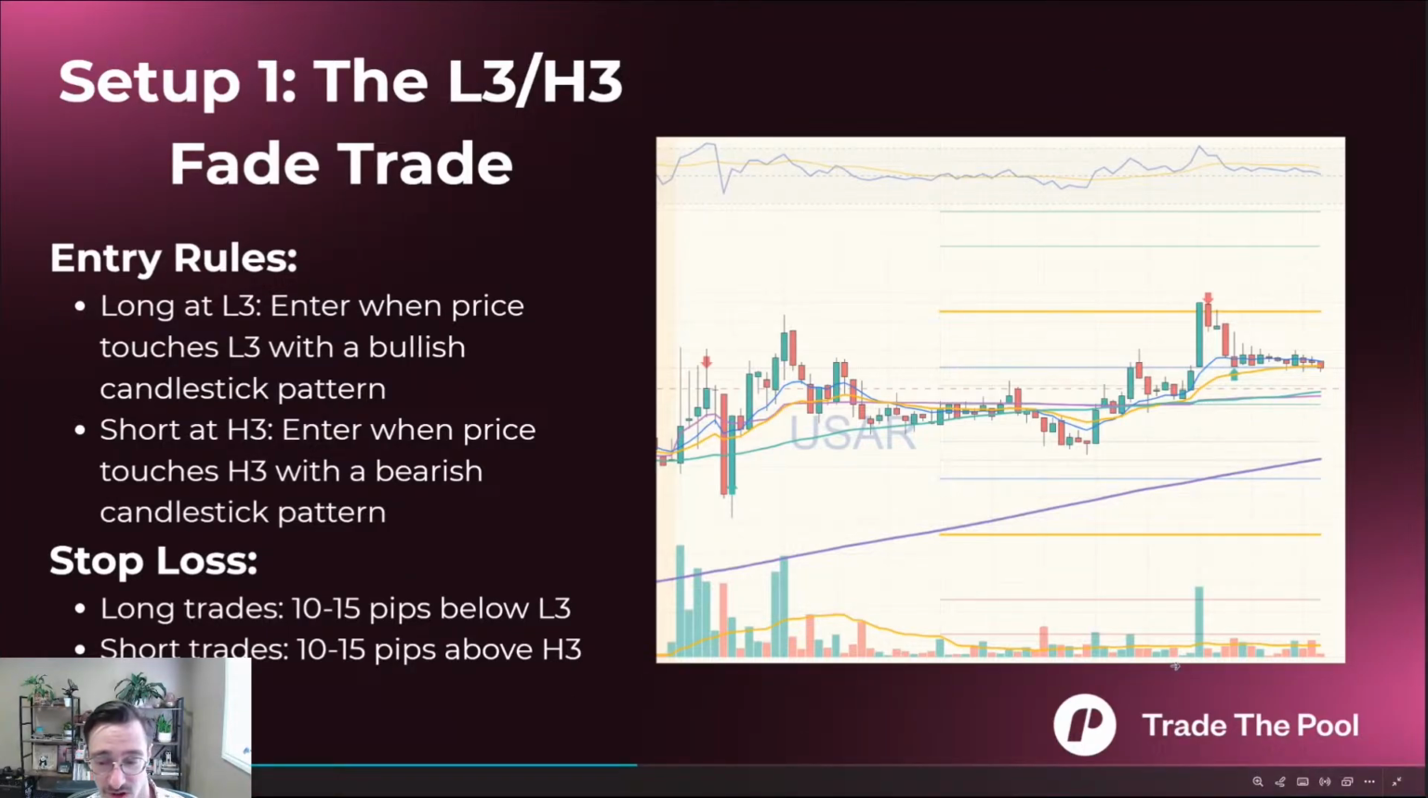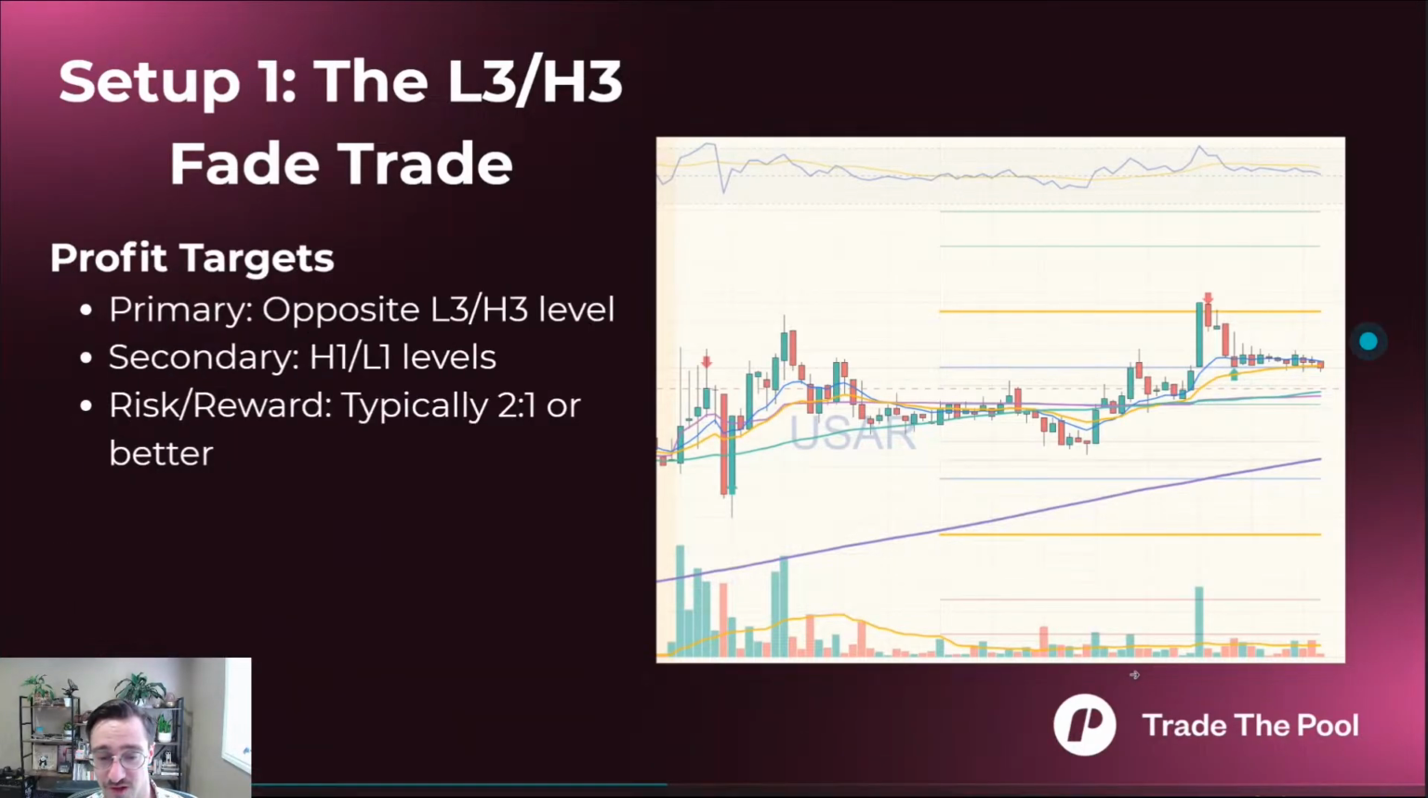So going on from the L3 to H3 fade, oh, I'm sorry, I forgot to talk about primary targets specifically. So yeah, the opposite L3 or H3 is generally what you want to go for. If you're seeing trend starting to weaken before then into the H1 or L1 levels, you can take profit there. It's always better to lock in some when you're not sure if it's going to keep working than wait for it to come back and potentially take a loss. So the risk reward is typically 2 to 1 or better.